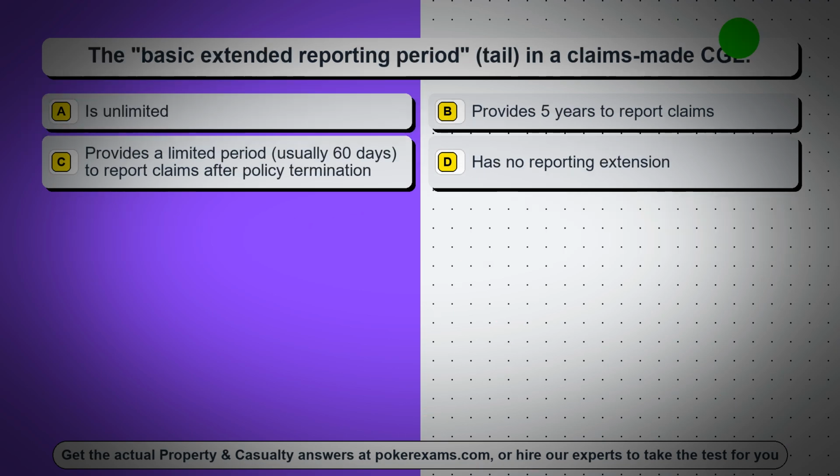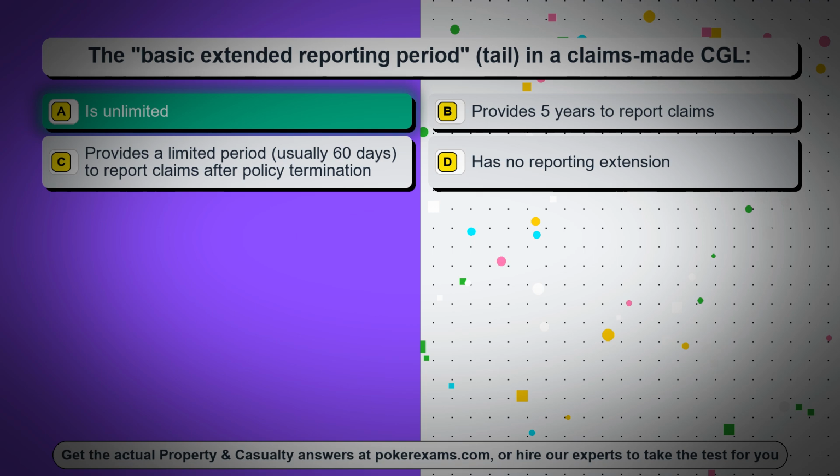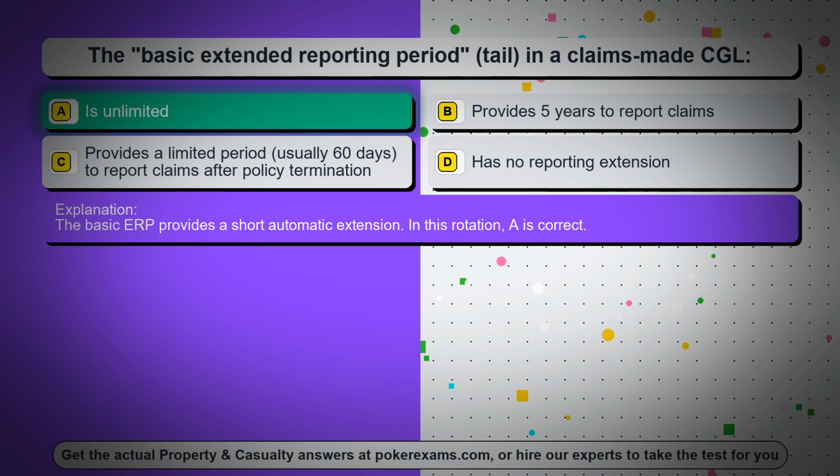Question 87. The basic extended reporting period, tail, in a claims-made CGL: Option A, is unlimited. Option B, provides 5 years to report claims. Option C, provides a limited period, usually 60 days, to report claims after policy termination. Option D, has no reporting extension. The correct answer is option A, is unlimited. The basic ERP provides a short automatic extension. In this rotation, A is correct.